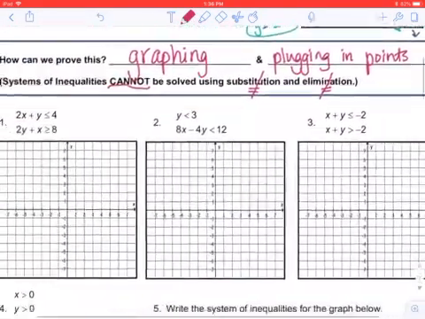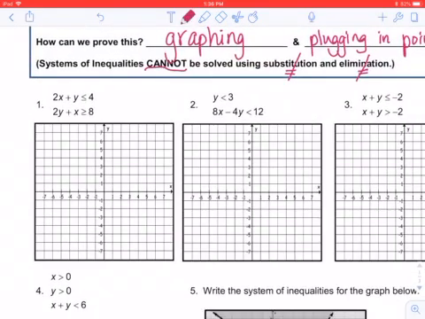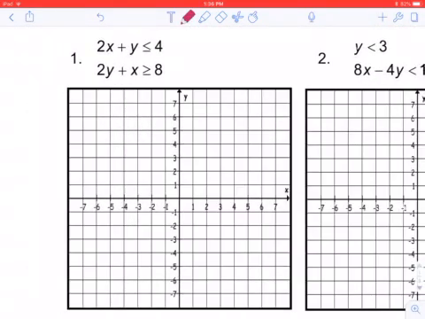So let's keep going. Because graphing and plugging in points are our only options, you're going to find yourself graphing a lot here. So if you feel like you're good at graphing, feel free to pause the video, fast forward a little bit, speed up the speed, so you're not bored with me graphing.